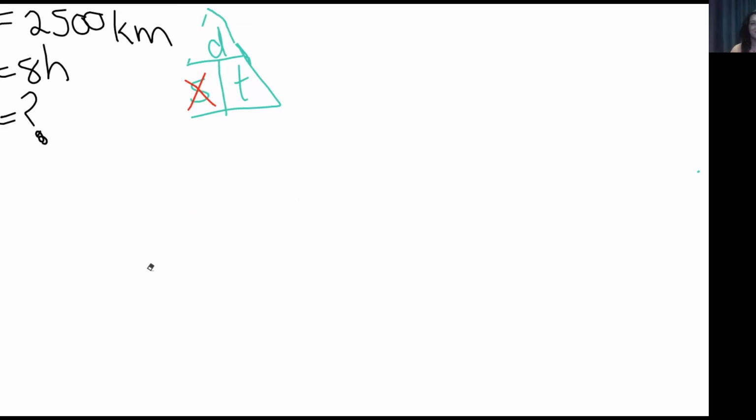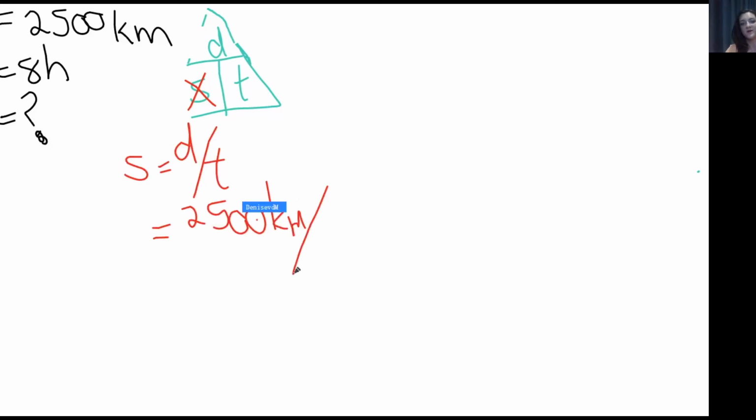All right, so as usual, we will go through the worked example first. Here, we have a distance of 2,500 kilometers, a time of 8 hours, and we do not know the speed. We're trying to find the speed. So our formula will be S equals distance divided by time. And our distance is 2,500 divided by a time of 8 hours.